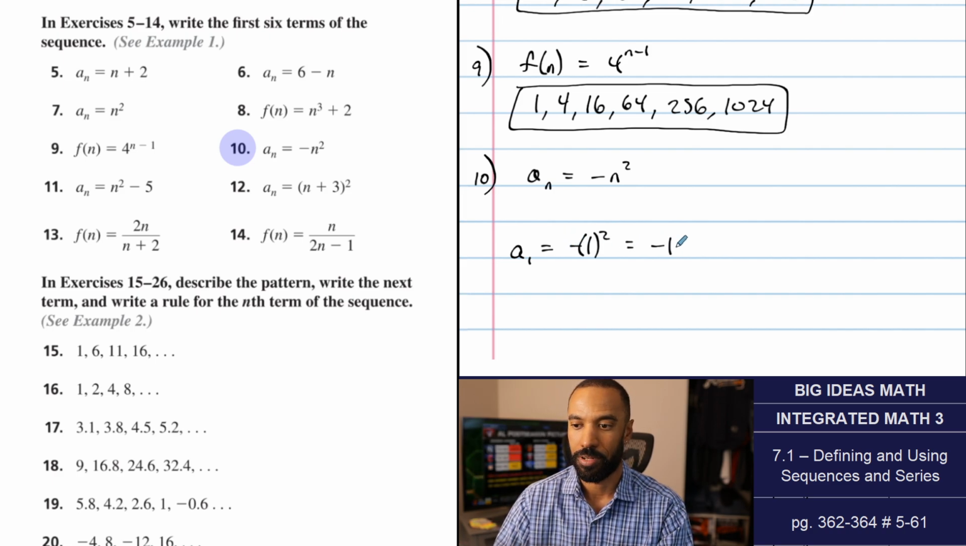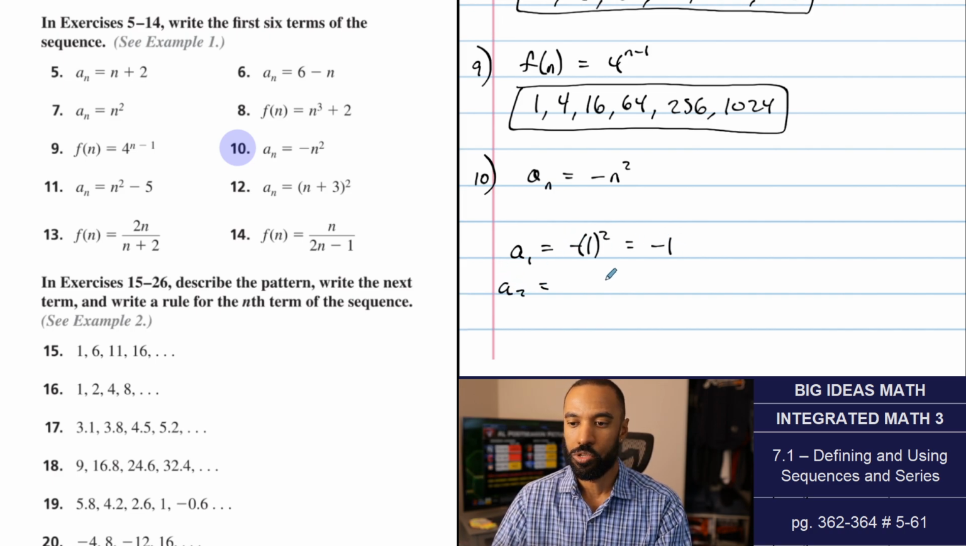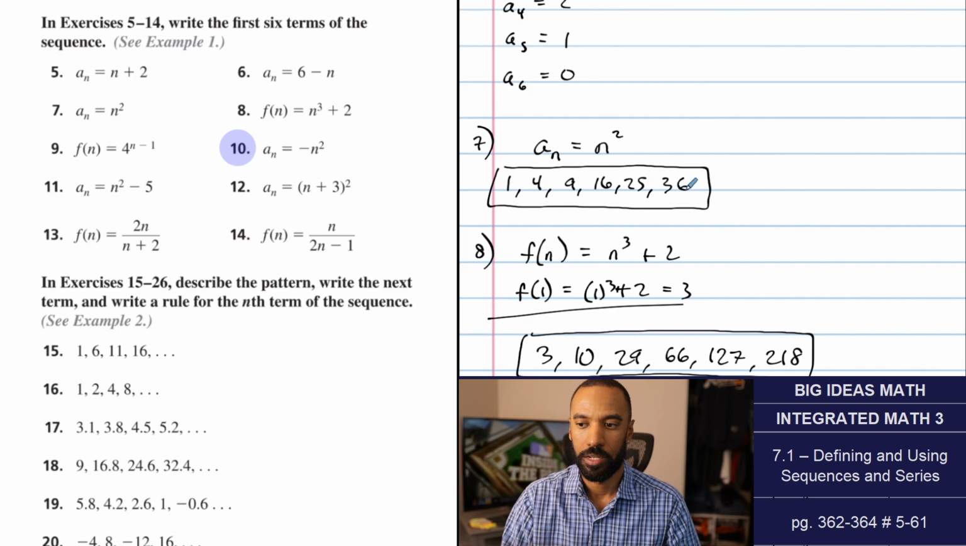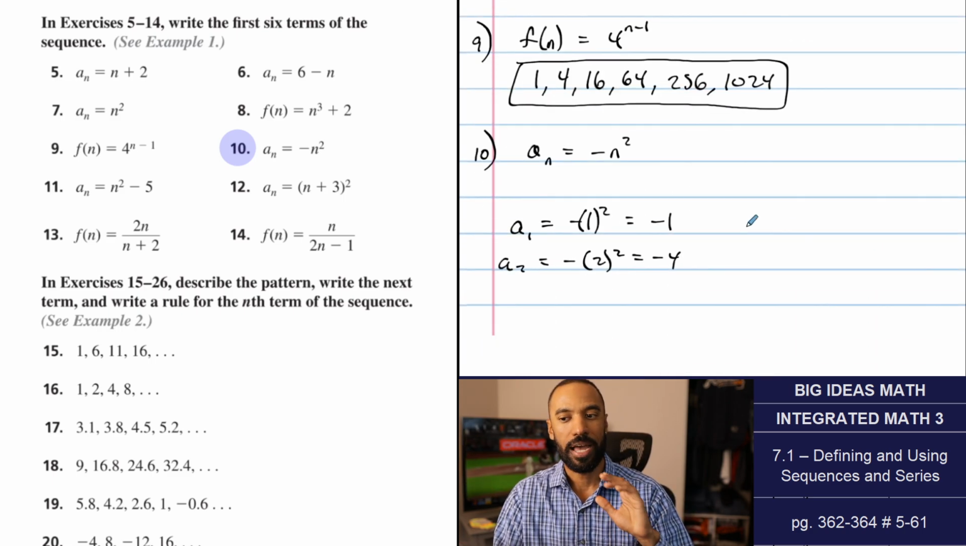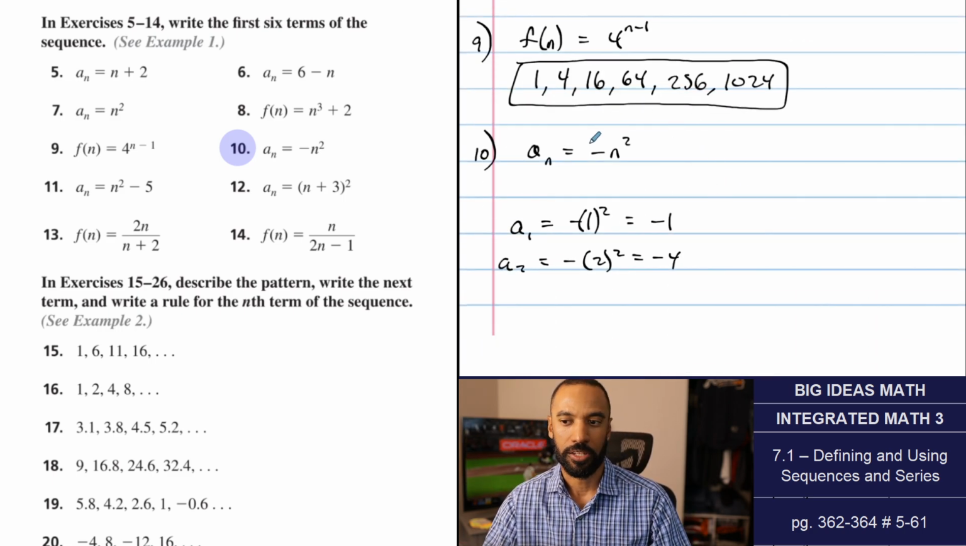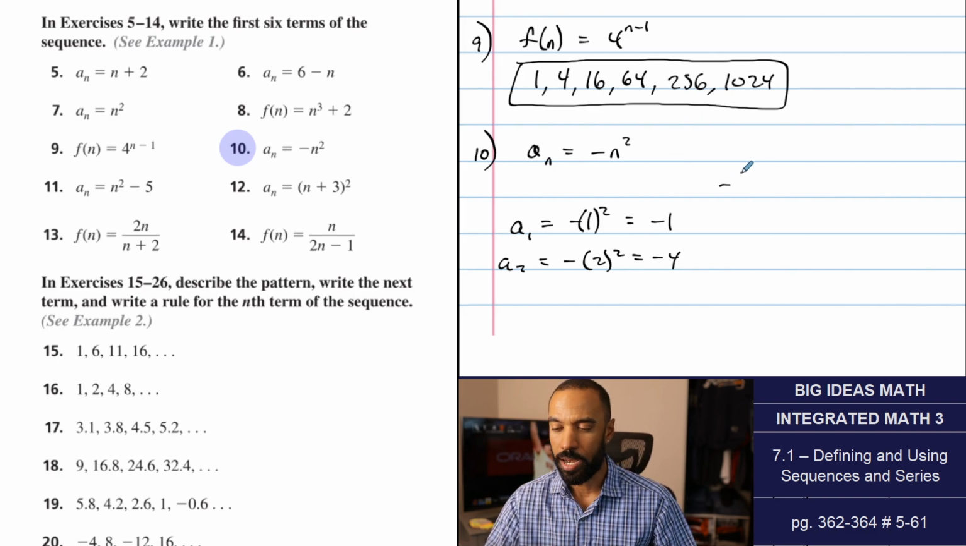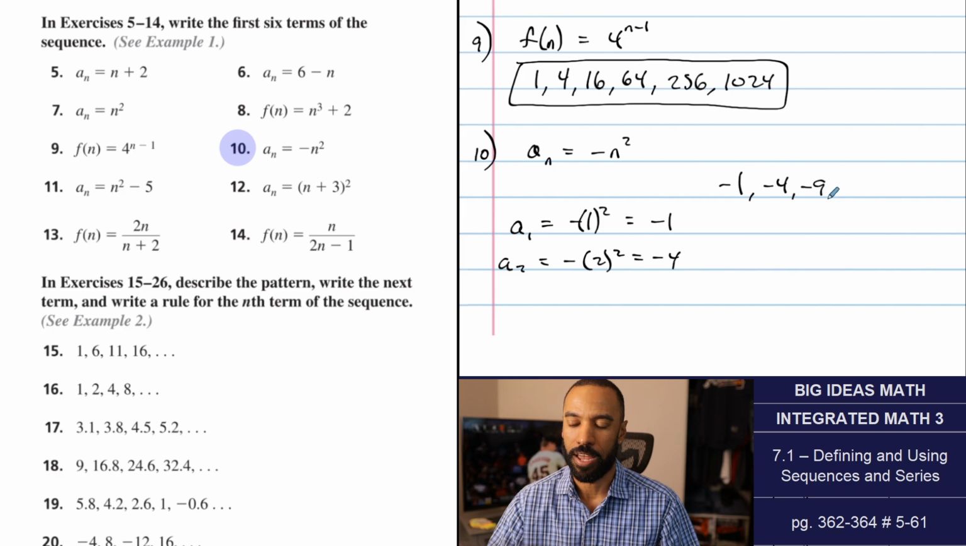We're squaring 1. You don't need the parentheses, but you're not squaring -1. You're squaring 1, and then you're making it negative. So that's -1. You square 2, and then you make it negative. You get -4. It's this list we had here, but they're all negatives. So we're not squaring the negative number, not unless this was written like that, right? So we'll get -1, -4, -9, -16, -25, and -36.